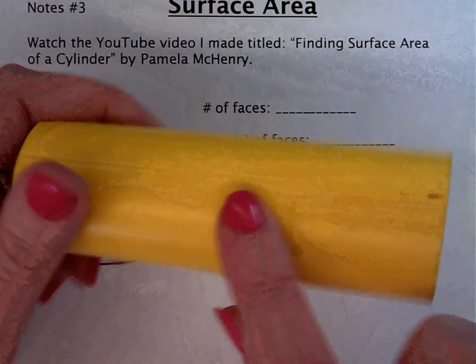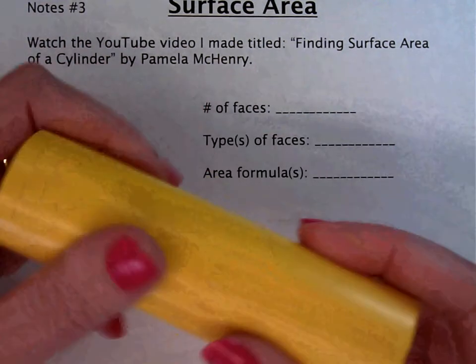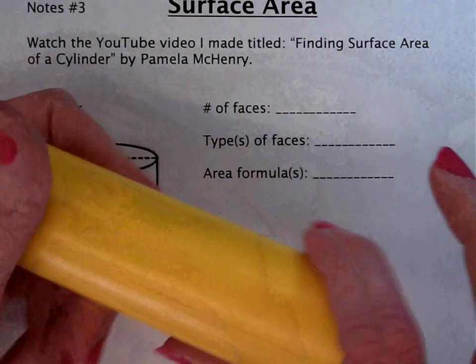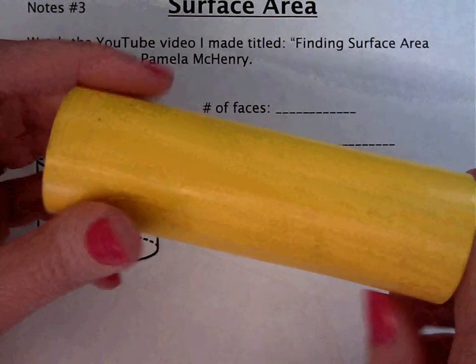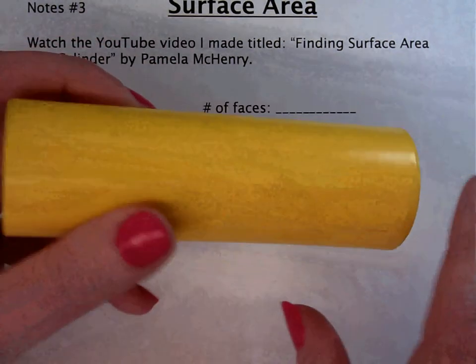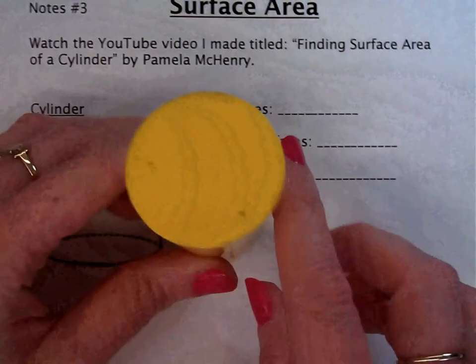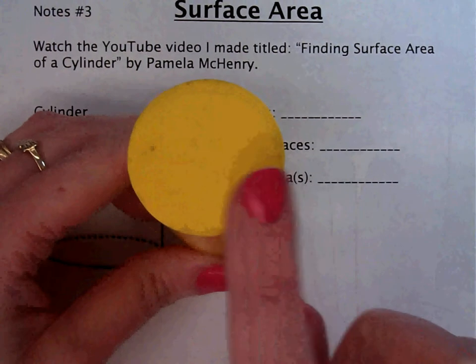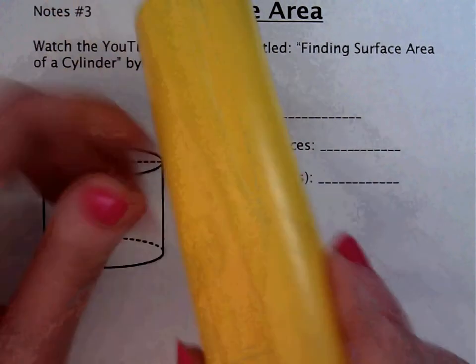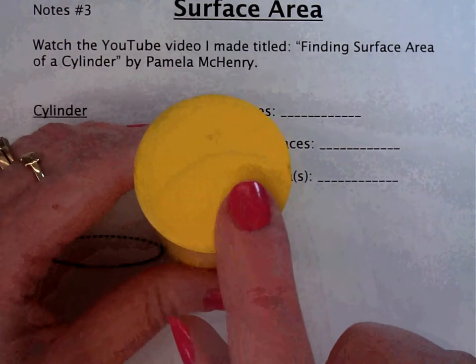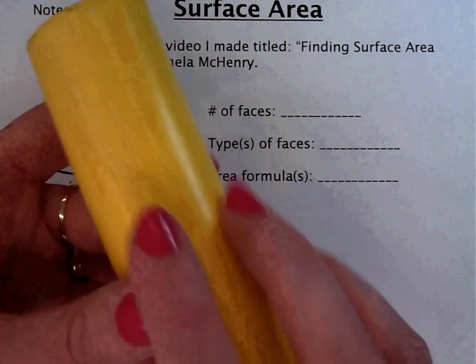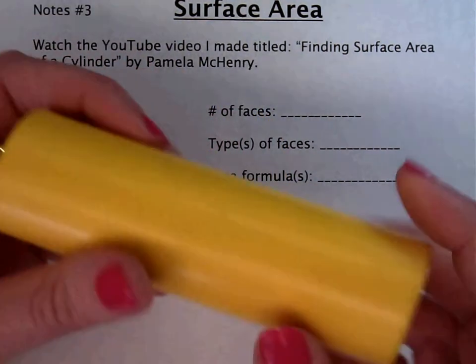And so that curve actually we are going to find the surface area of, but we're going to have to use a little trick in order to do that. So as you can see here, we have three surfaces. We have a top, that's a circle. We have a bottom, that's a circle. And then we have this outer curved edge.